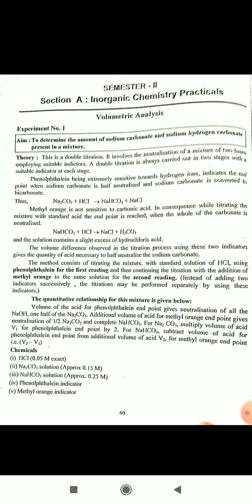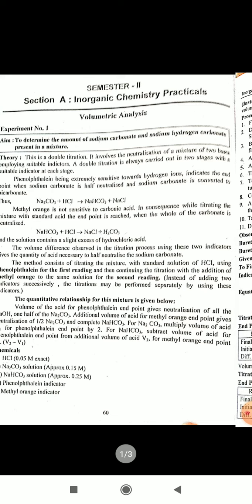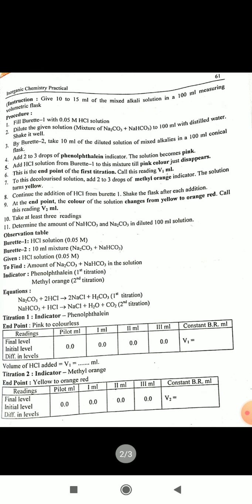Chemicals. In this practical, the chemicals are HCl 0.05 molar exact, Na2CO3 solution approximately 0.15 molar, and NaHCO3 solution 0.25 molar, along with phenolphthalein indicator and methyl orange indicator. Preparation for this practical: give 10 to 15 ml of mixed alkali solution in a 100 ml volumetric flask.